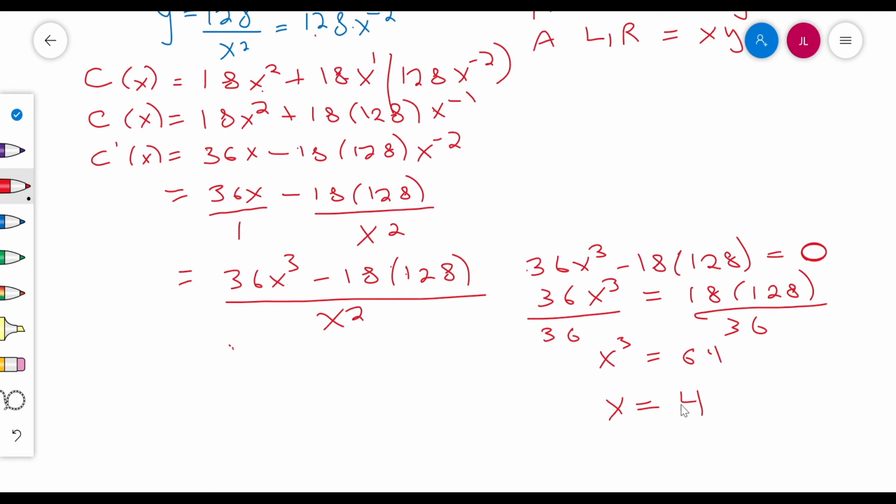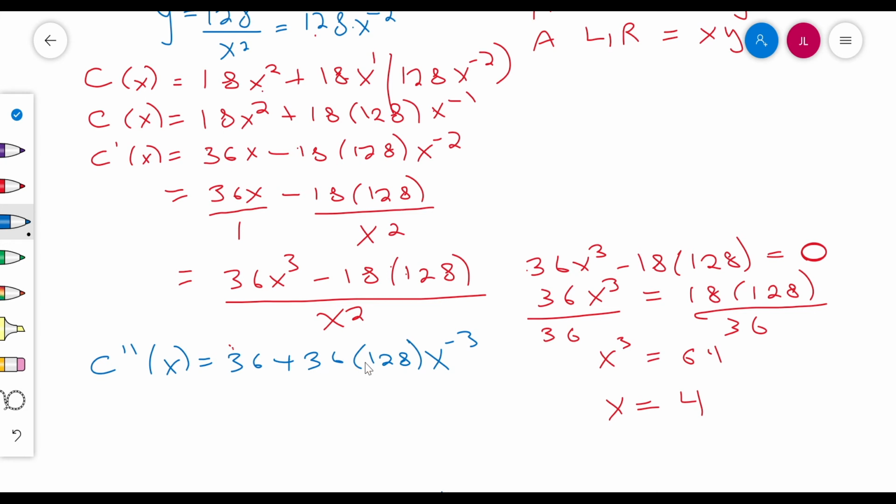Now the question is, is that a minimum or is that a maximum? And how are we going to know? Well, we can do a second derivative test. We can look at c double prime of x. I'm going back to this version of c prime, so I don't have to use the quotient formula. I can just use the power rule over here. So the second derivative is 36. Now it's plus negative 2 times negative 18 is positive 36. 36 times 128, and then it's x to the negative 3.